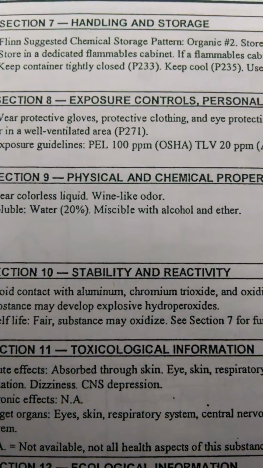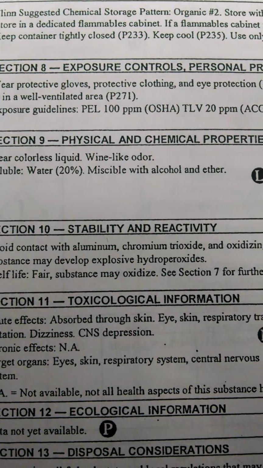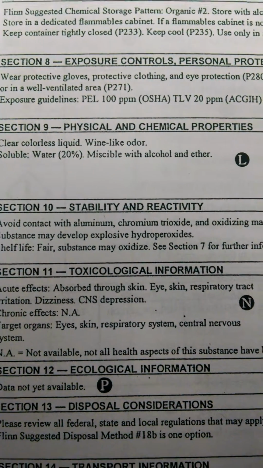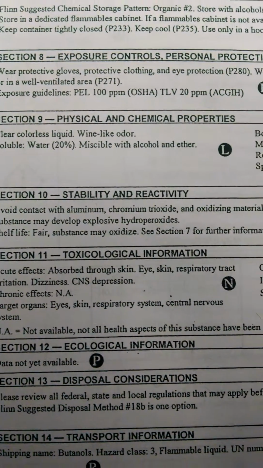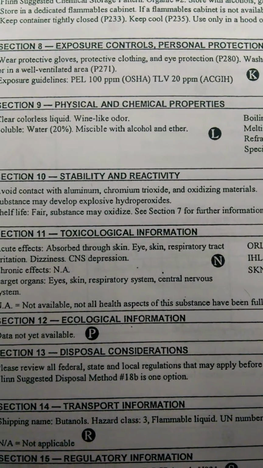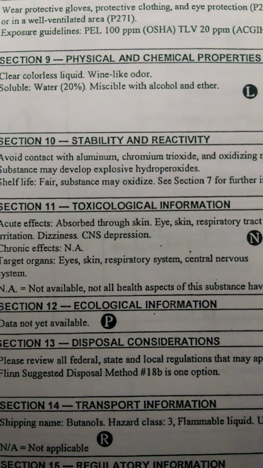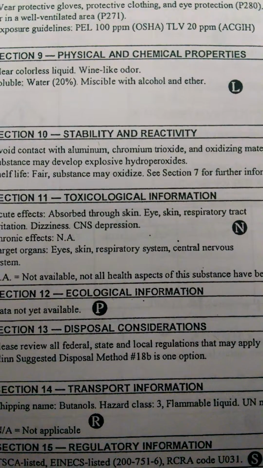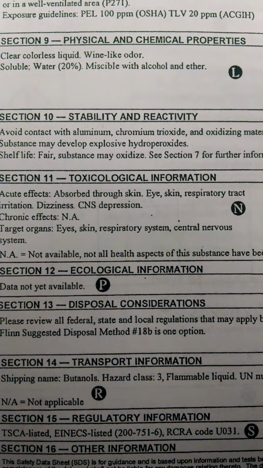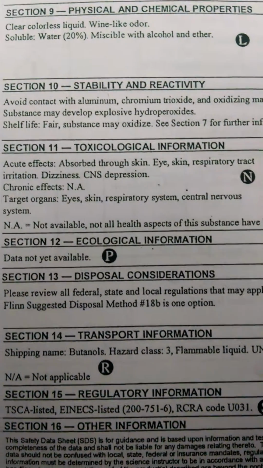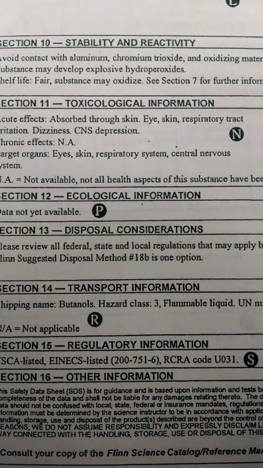down the drain. We have section 7, the handling and storage, and we follow the Flinn suggested chemical storage pattern at the high school, and really at the middle school too, for the small amounts. And so this is where these chemicals should be stored. Exposure controls, normally they're going to tell you wear eye protection, protective clothing if needed, gloves, that kind of thing. Physical chemical properties, probably not going to be as useful to us because we probably know those already, but those are listed. The stability, the shelf life.